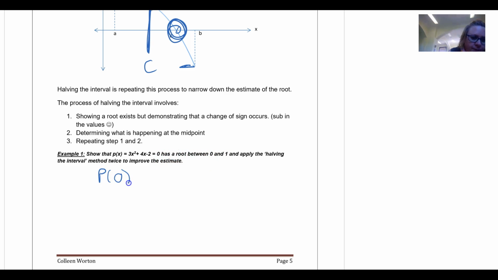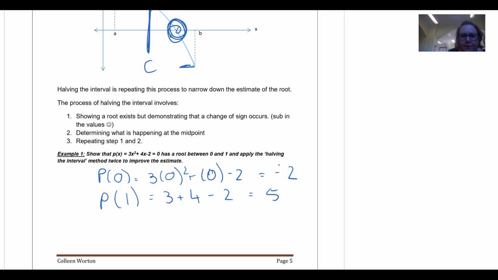Well, P of 0 is 3 times 0 squared plus 4 times 0 minus 2, so it's minus 2. P of 1 is 3 plus 4 minus 2, which is 5. So P of X is between minus 2 and 5. Because there's a change in sign, I know that it cuts. If I halve it, I'm going to come into a half.